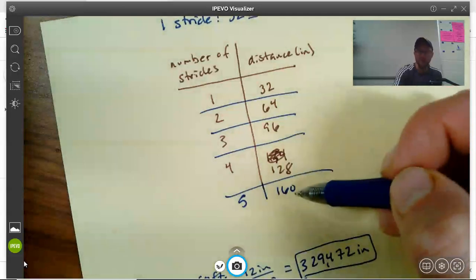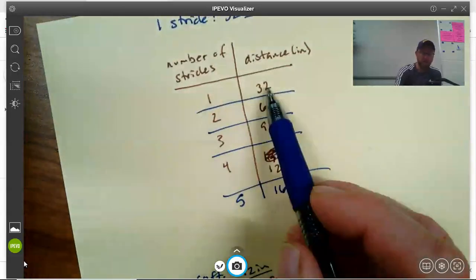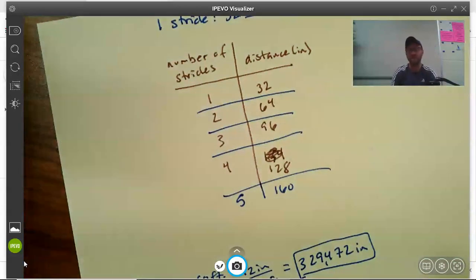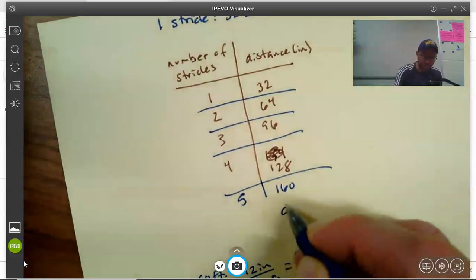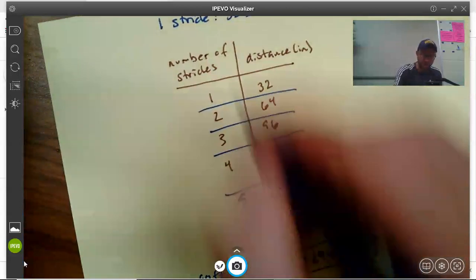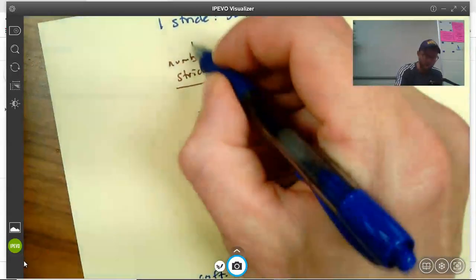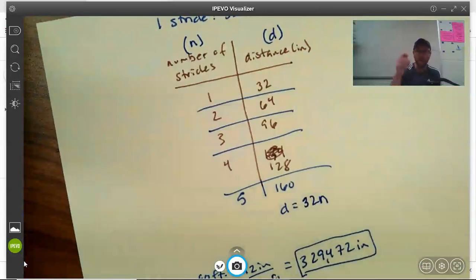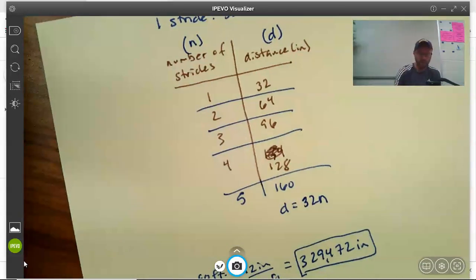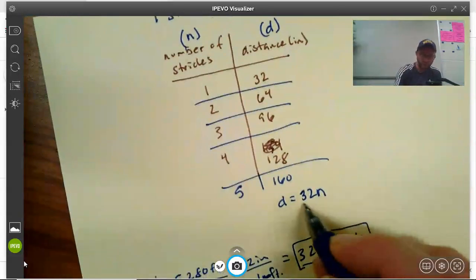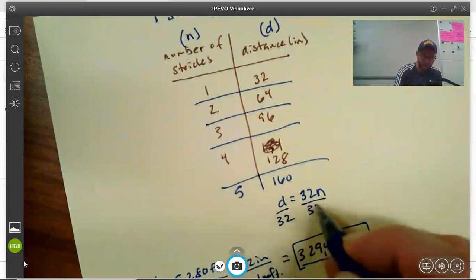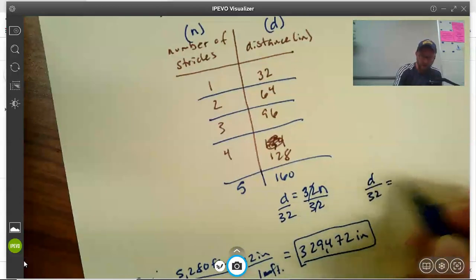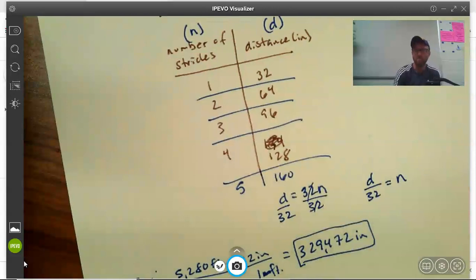Yes, I'm adding 32 inches for each new stride, but to go straight across, it's just 1 times 32 is 32, 2 times 32 is 64, 3 times 32 is 96, and so on. So our distance, d, and we'll call this n, is equal to 32n. And to go in reverse, I could just divide both sides by 32, and I would get that d over 32 equals n. So that works out pretty well.